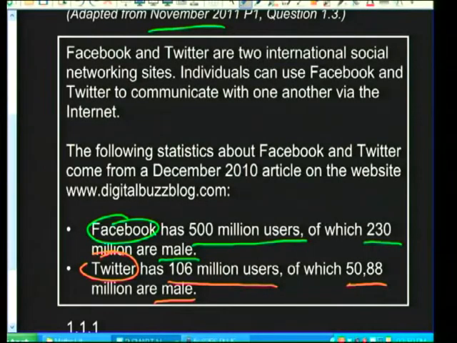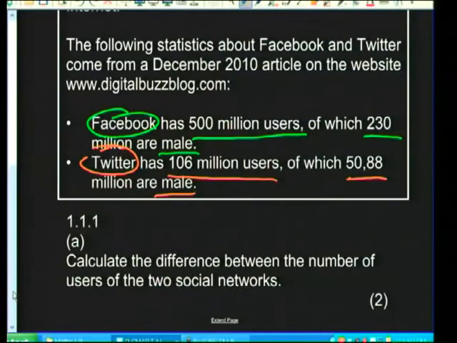Okay, so we've looked at Facebook, and we know there's Twitter. We know there are 500 million users on Facebook, of which 230 million are male. Twitter has 106 million users, of which 50,88 million are male. Right, so because we know the male, we can work out the female. How? It's quite simple. We take our total minus the male, and that will give us our female users. I'm sure that's going to be one of the questions. So now, let's look at our very first question.